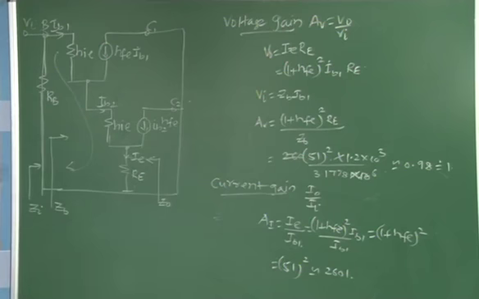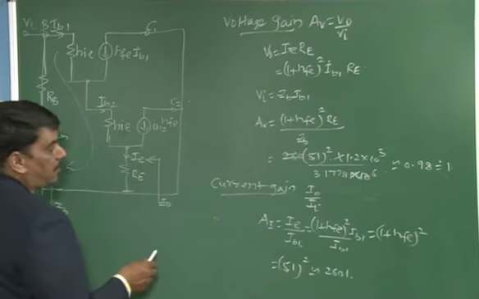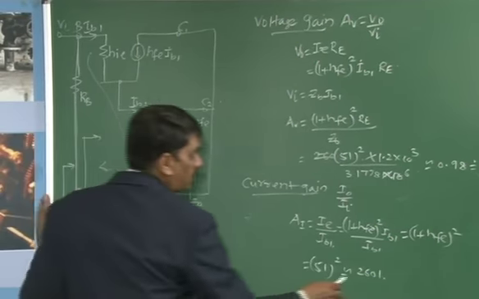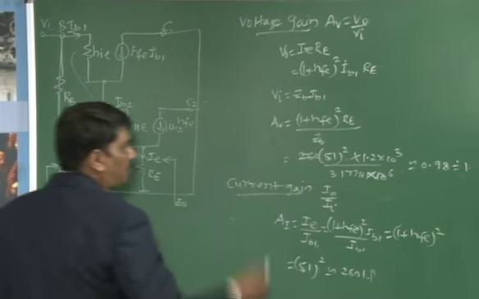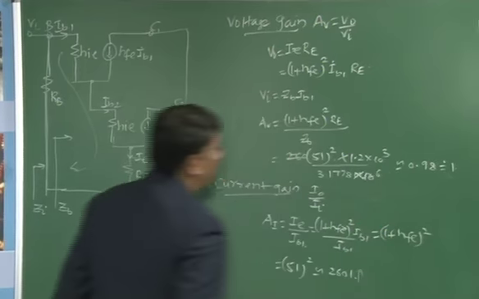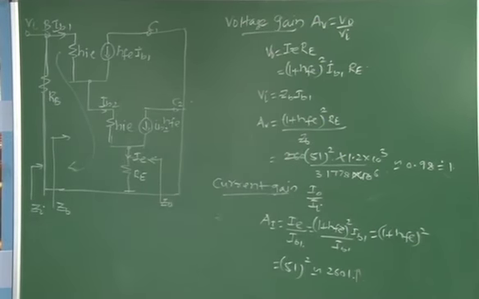This is one example of a Darlington emitter follower. If you observe this with respect to the emitter follower, the input impedance is greatly increased, the current gain is also greatly increased, the output impedance is greatly reduced, and the voltage gain remains the same, approximately equal to 1.